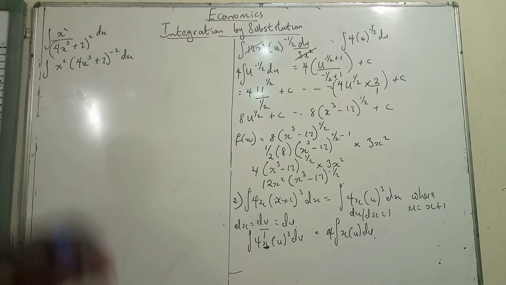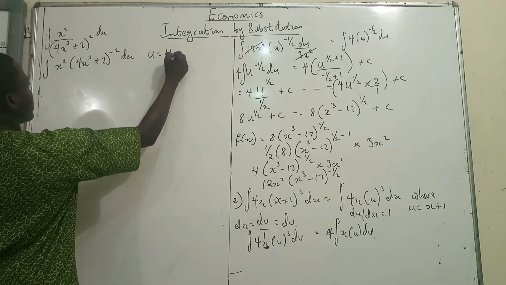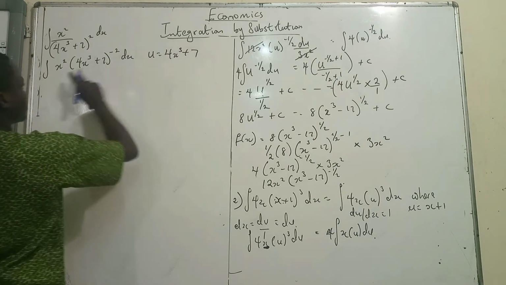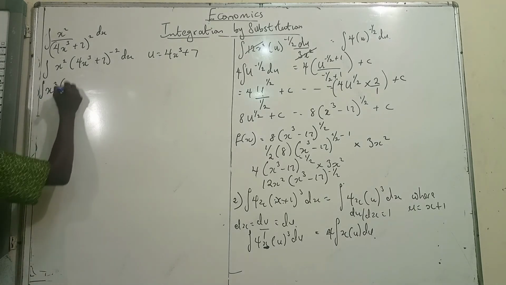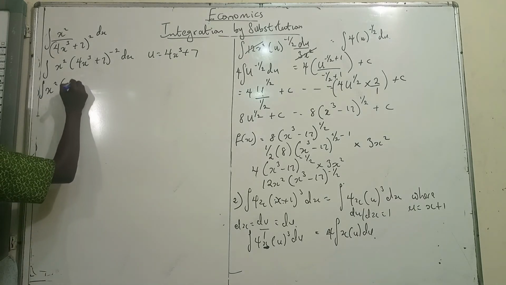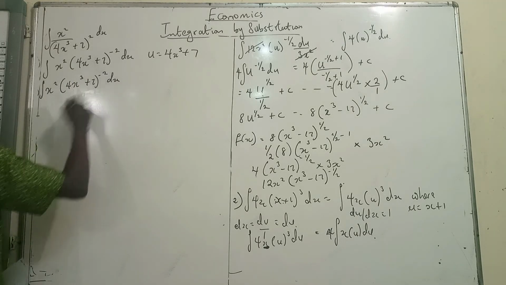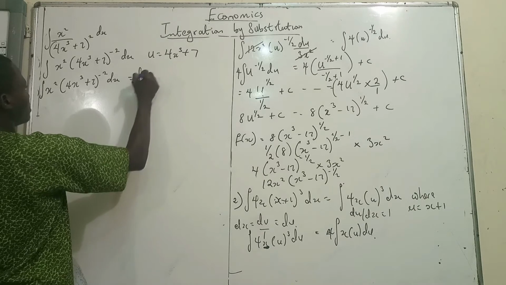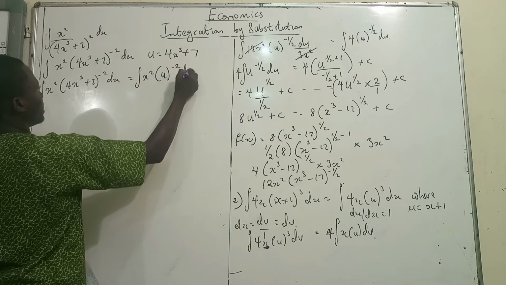So we just say that u equals 4x cubed plus 7, just what is inside, such that the integral of x squared times (4x cubed plus 7) raised to the power minus 2 dx then becomes the integral of x squared u raised to the power minus 2 dx.